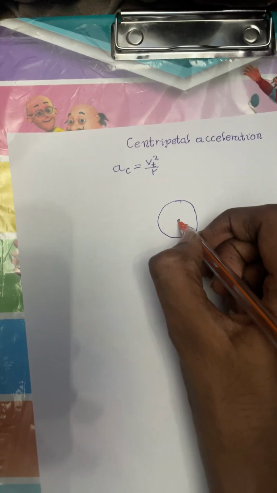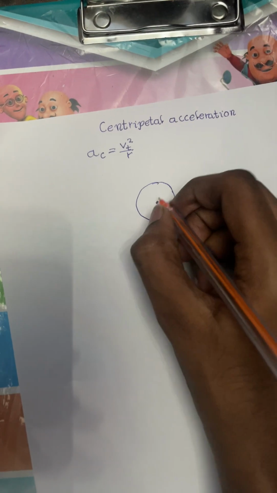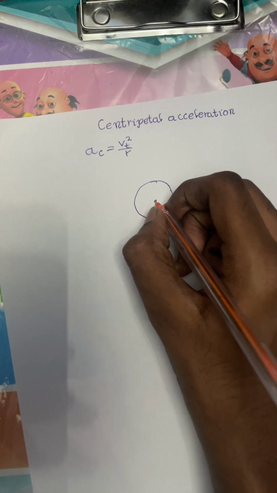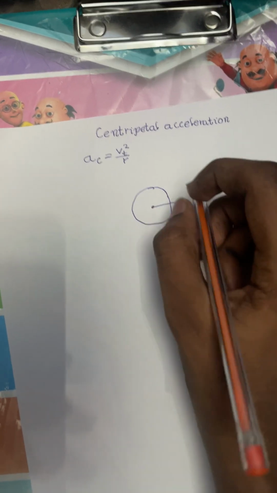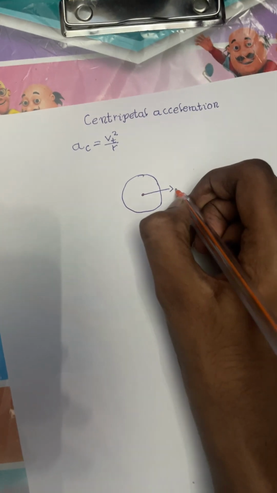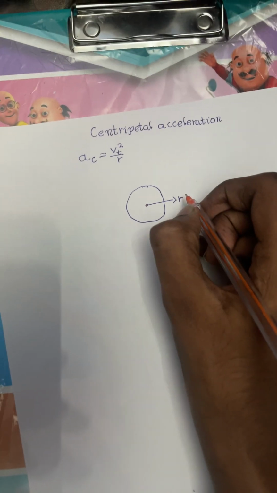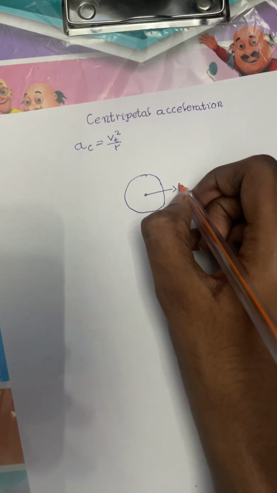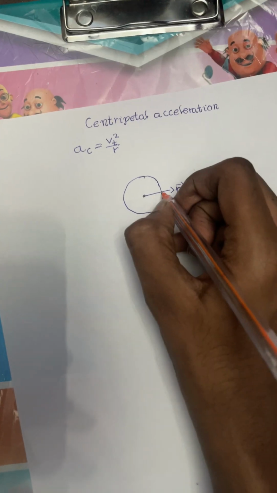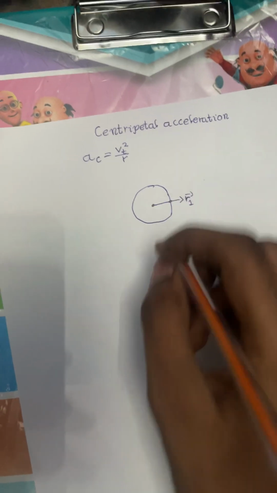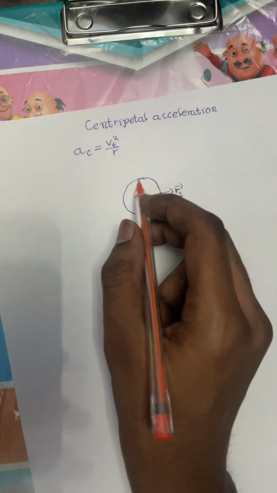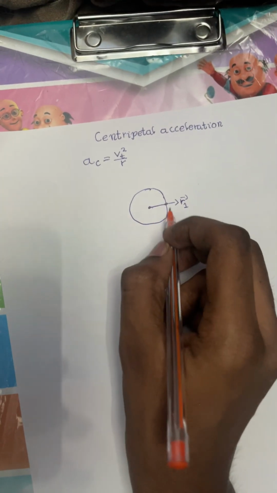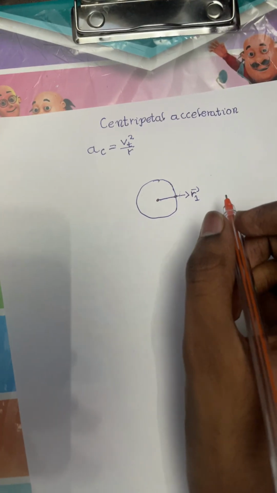and let's suppose this is the center, and at a time t1, let's suppose this is the position of the particle. I mean, here there was a string, and let's suppose a stone was connected to it and it was moving in circular motion. I mean, we are rotating it.